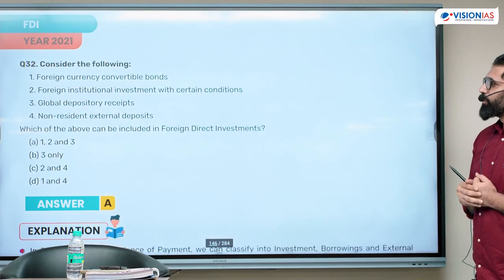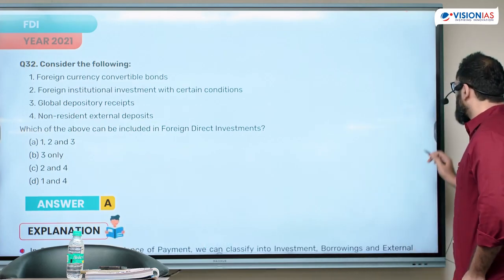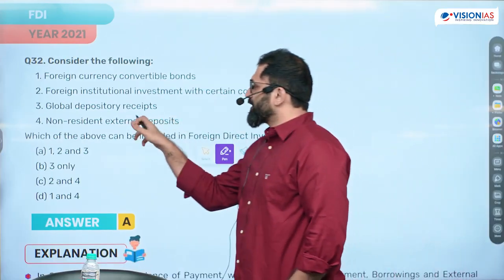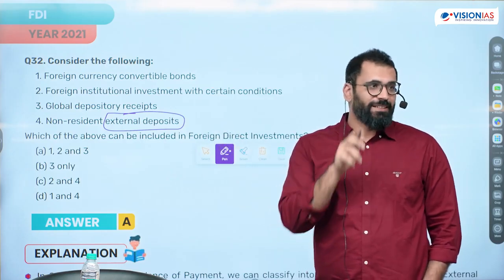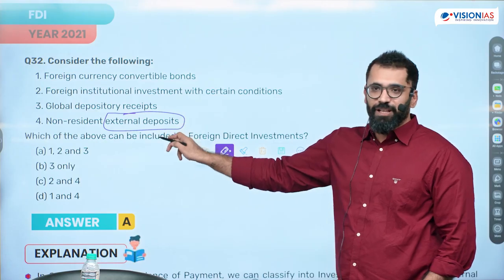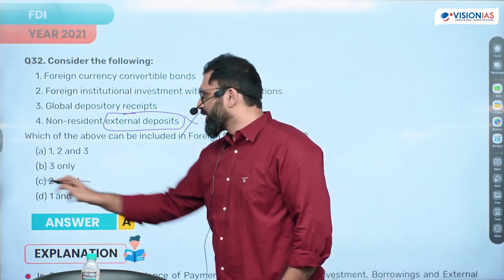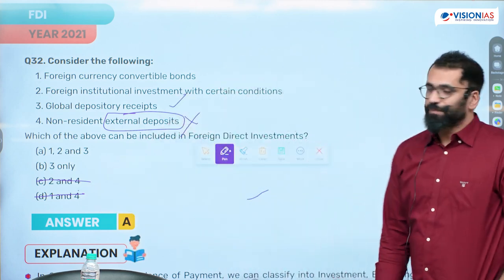Which of the following can be included in FDI? First, non-resident external deposit. Are the deposits in a bank an investment? That is an asset of a non-resident in a bank in India, which is a liability. This is not giving me any equity. This is incorrect. I can eliminate 4. That means global depository receipts is clear.